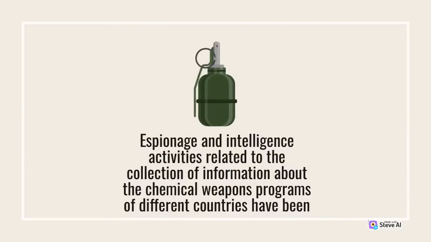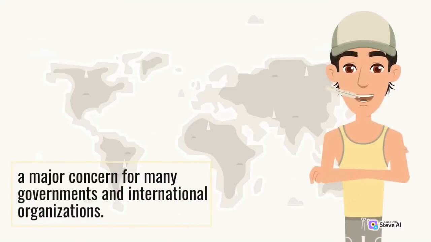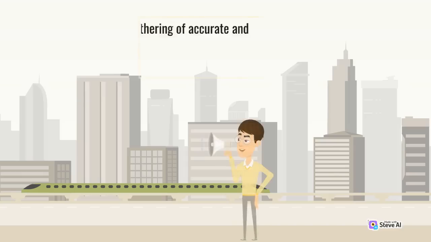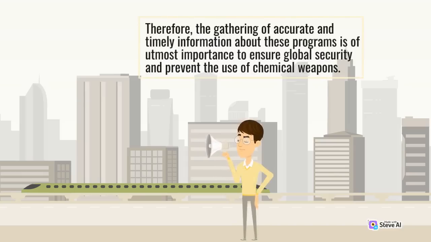Espionage and intelligence activities related to the collection of information about the chemical weapons programs of different countries have been a major concern for many governments and international organizations. The use of chemical weapons has been banned under international law, and the possession and development of these weapons is closely monitored and regulated by the international community. Therefore, the gathering of accurate and timely information about these programs is of utmost importance to ensure global security and prevent the use of chemical weapons.